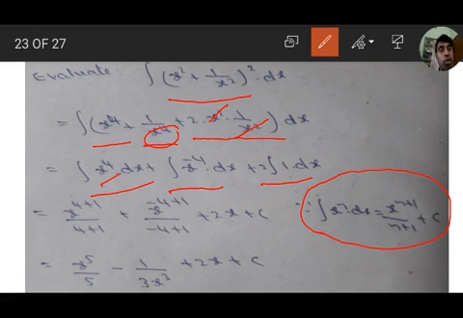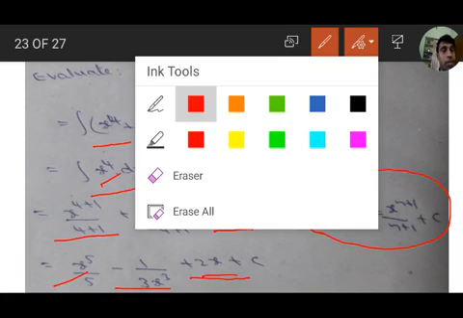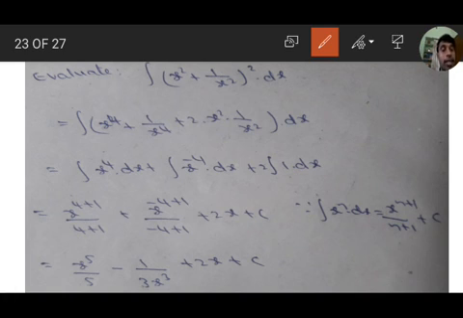Therefore here n equal to 4, x to the power of 4 plus 1 by 4 plus 1, and n equal to minus 4, x to the power of minus 4 plus 1 by minus 4 plus 1. The integration of 1 is x, so 2x. Simplifying, x to the power of 5 by 5, x to the power of minus 3 by minus 3. X to the power of minus 3 goes to the denominator, that is minus 1 by 3x cube, plus 2x plus c. Therefore x to the power of 5 by 5 minus 1 by 3x cube plus 2x plus c.